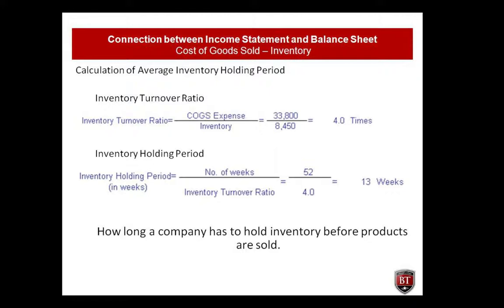Inventory turnover ratio equals the cost of goods sold expense divided by inventory. Based on the financial statements shown on the previous slide, it is 4 times. Inventory holding period equals the number of weeks divided by inventory turnover ratio. Based on the financial statements shown on the previous slide, we know it is 13 weeks. It shows how long a company has to hold inventory before products are sold. It is essential to look at how long a company has to hold inventory before products are sold. This way, it includes the production process time and warehouse storage time.